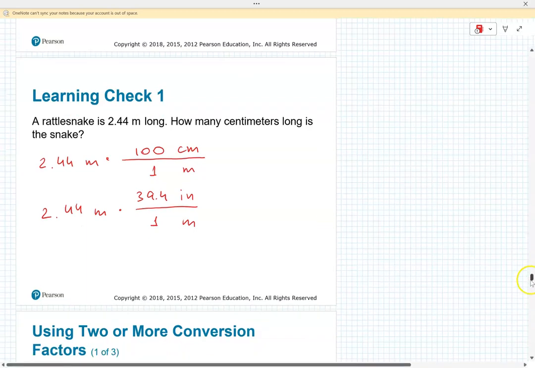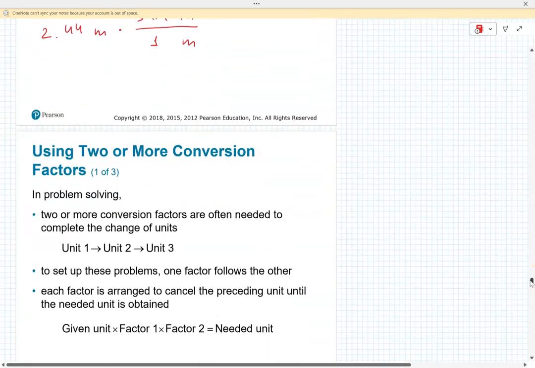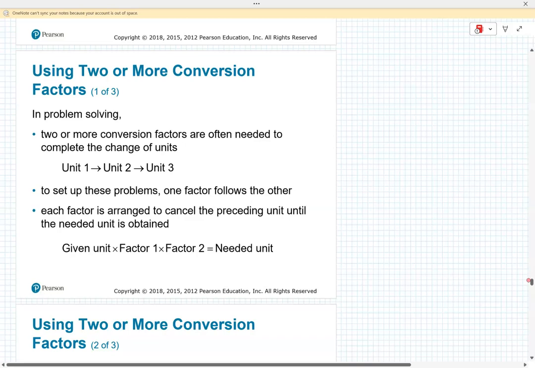Good. Now, what if you have to use multiple conversion factors? Because sometimes, let's say you want to go from milligrams to pounds. You will have to make several steps, right? Grams and then pounds. So you may use more than one conversion factor. You just line them up, you multiply them.